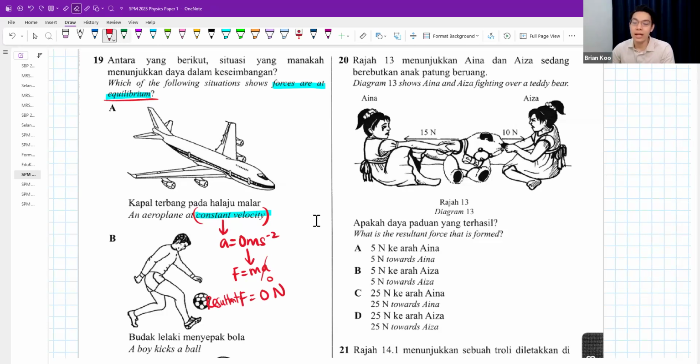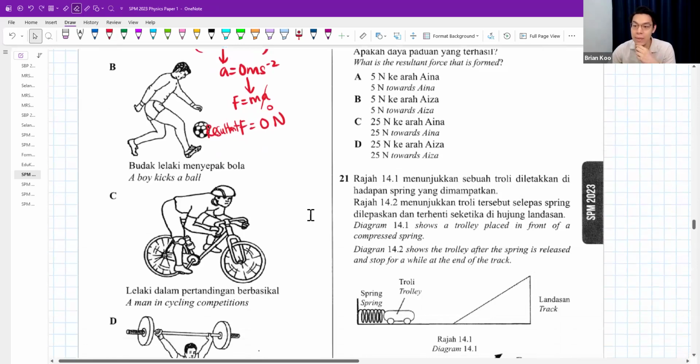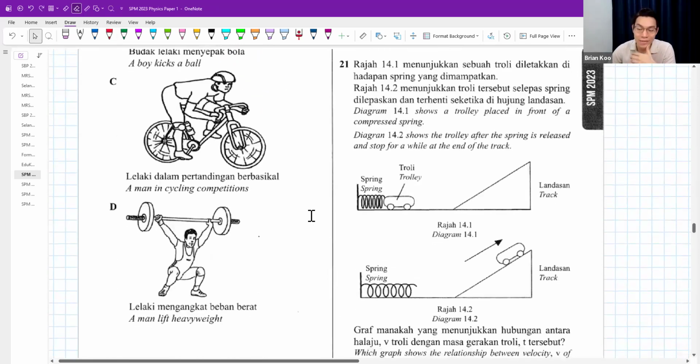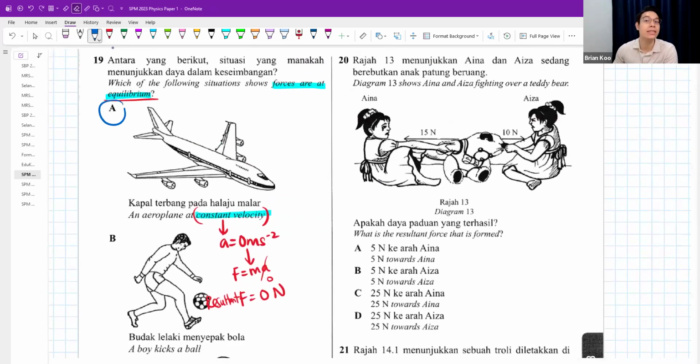B, a boy kicks a ball, not very accurate. C, a man is cycling in a cycling competition. A man lifts heavy weight. None of that is as straightforward as A. The answer is definitely A, the best answer.